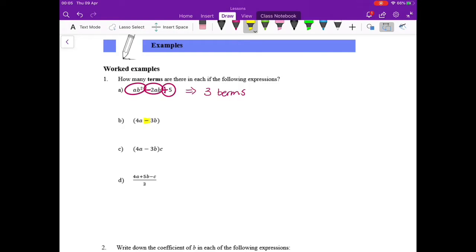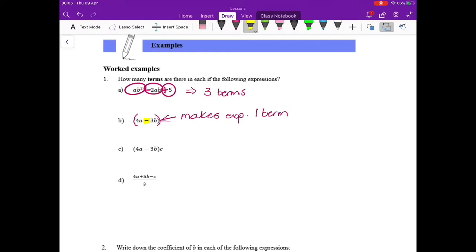Let's look at the next one. I do in fact have a minus there, but if I have brackets, brackets make it 1 term. So that is 1 term.